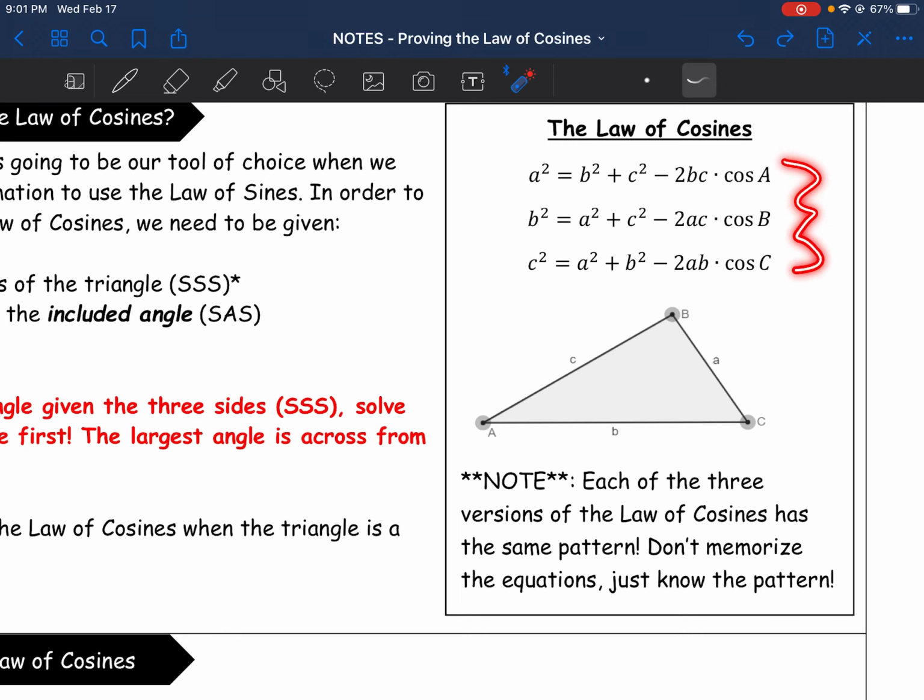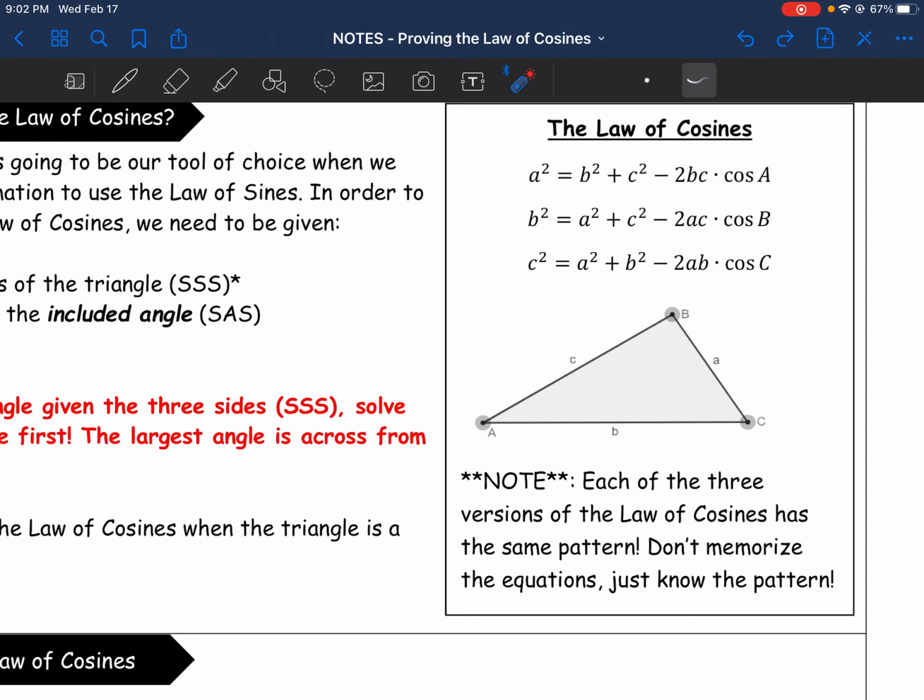So these are the 3 statements that make up the law of cosines. A squared equals B squared plus C squared minus 2BC cosine of A. B squared equals A squared plus C squared minus 2AC times cosine of B. And C squared equals A squared plus B squared minus 2AB cosine of C. So these 3 statements together, that's the law of cosines.